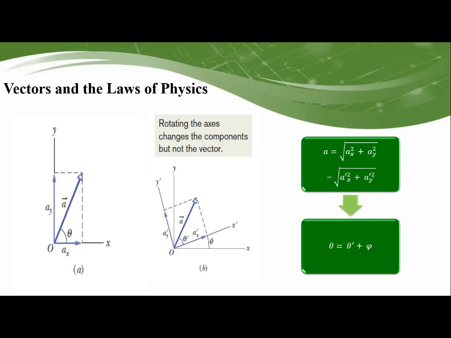The point is that we have great freedom in choosing a coordinate system, because the relations among vectors do not depend on the location of the origin or on the orientation of the axes. This is also true of the relations of physics. They are all independent of the choice of coordinate system.